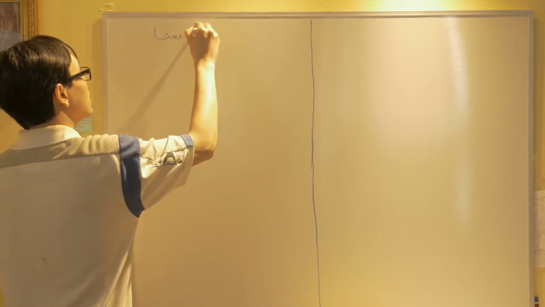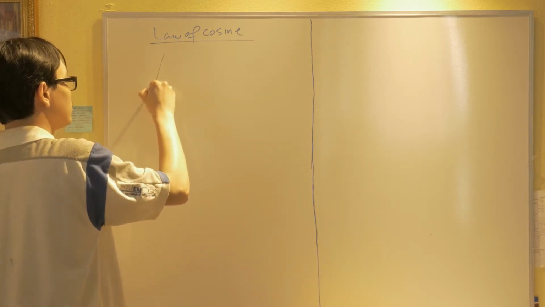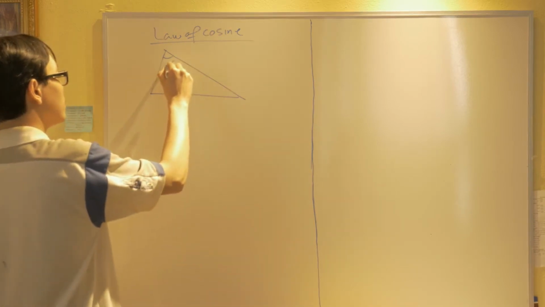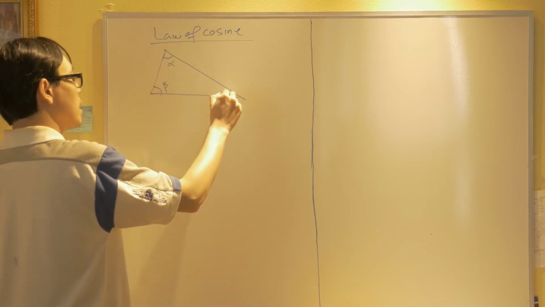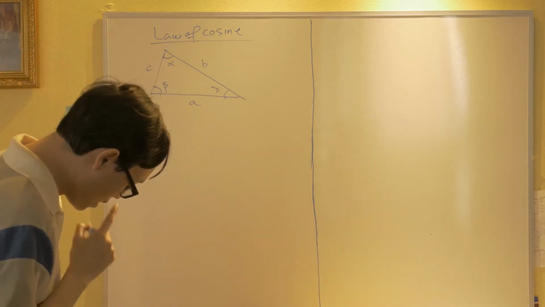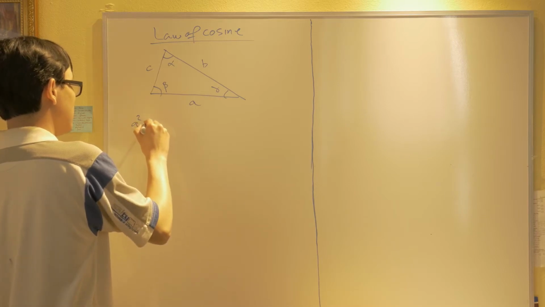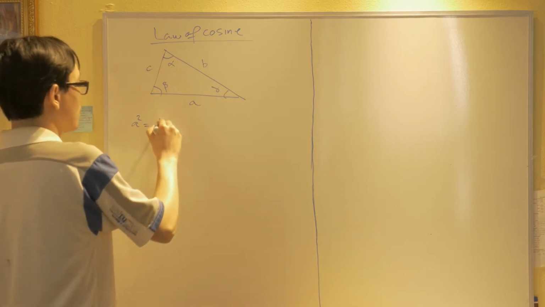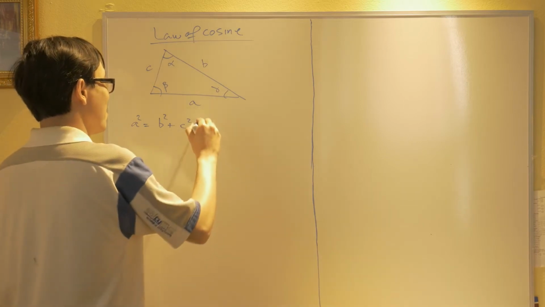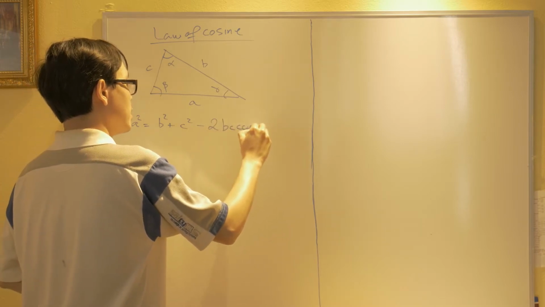So I put the law of cosines. Given any arbitrary triangle, I call this angle alpha, this angle beta, and this gamma, and I call this side A, this side B, and this side C. So the law of cosines says that A squared equals B squared plus C squared, you know, it looks like the Pythagorean theorem, right? But it's not. Minus 2BC cosine alpha.